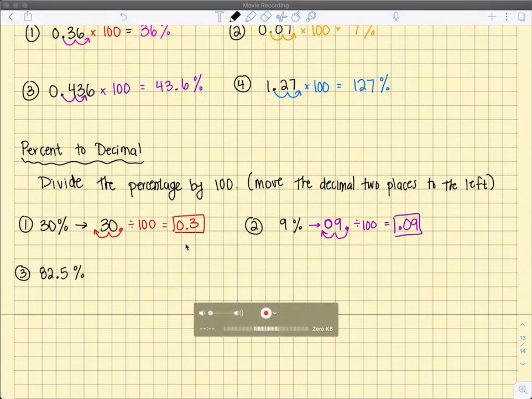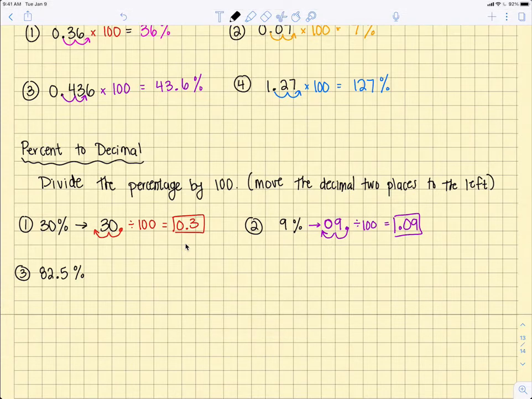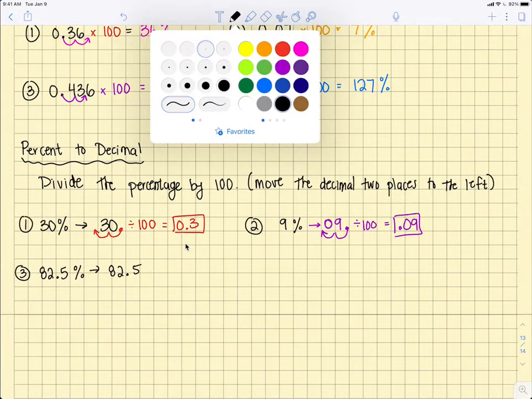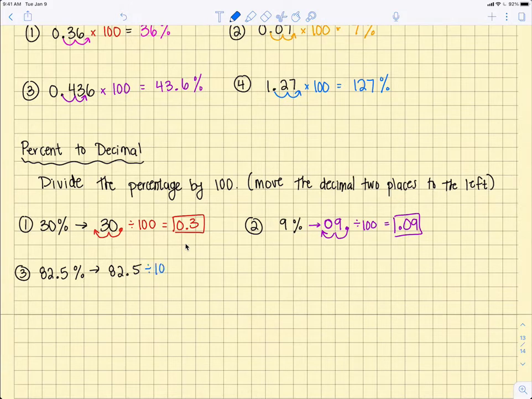All right, example number 3, 82.5%. So I'm just going to rewrite the number without the percent sign, 82.5, and I'm going to divide this percentage by 100, right, because we're trying to change the percent back into a decimal. So what happens is this decimal point moves not 1, but 2 places to the left. And so now the decimal is in front of the 8. So our final answer, 0.825. Let's do one more example.